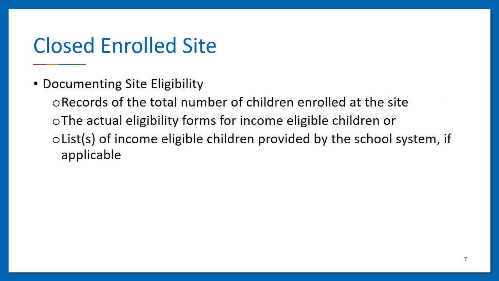Sponsors of closed enrolled sites that are not area eligible must have the following information on file for each site: records of the total number of children enrolled at the site, and the actual eligibility forms for income eligible children, or lists of income-eligible children provided by the school system.